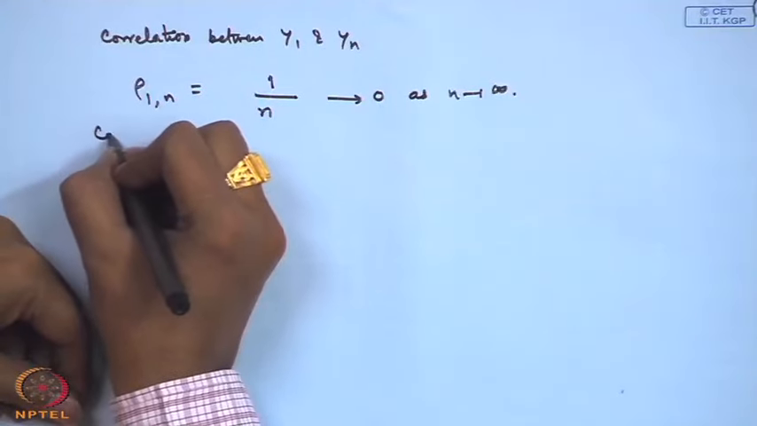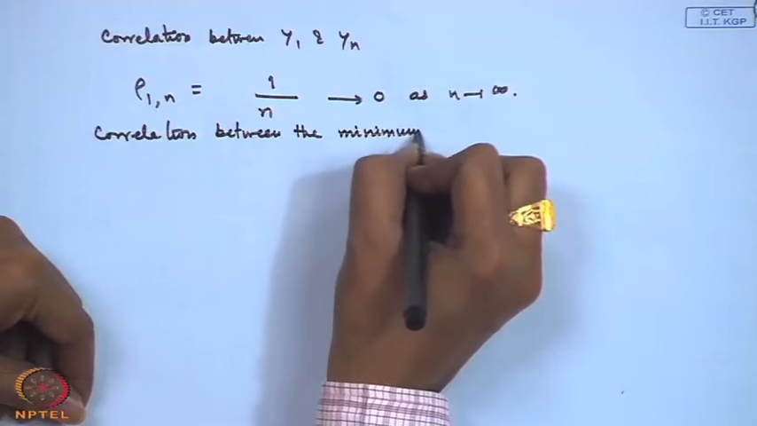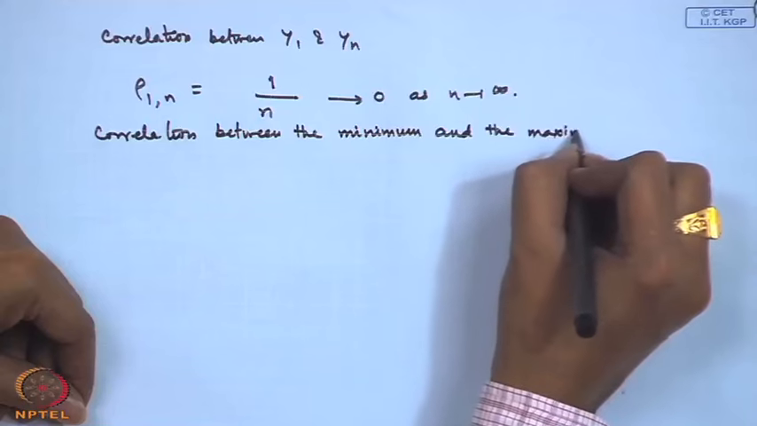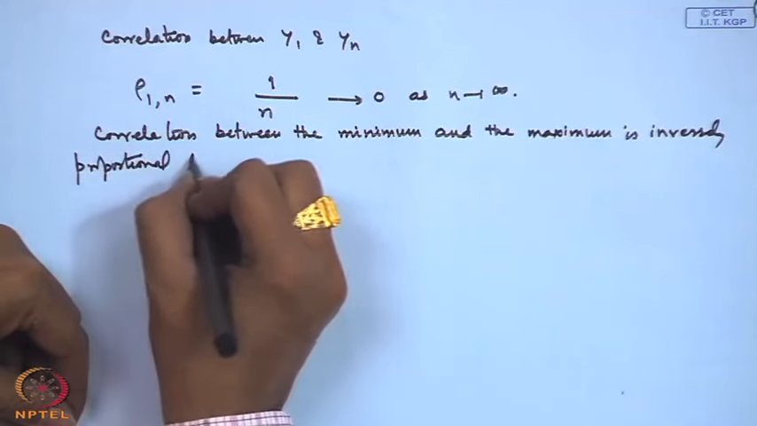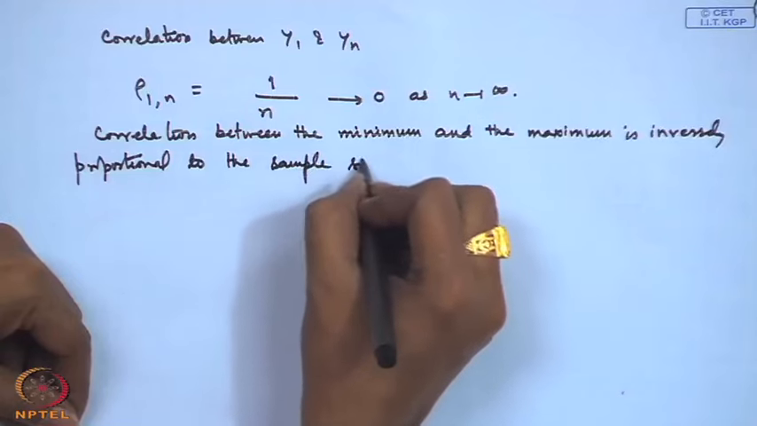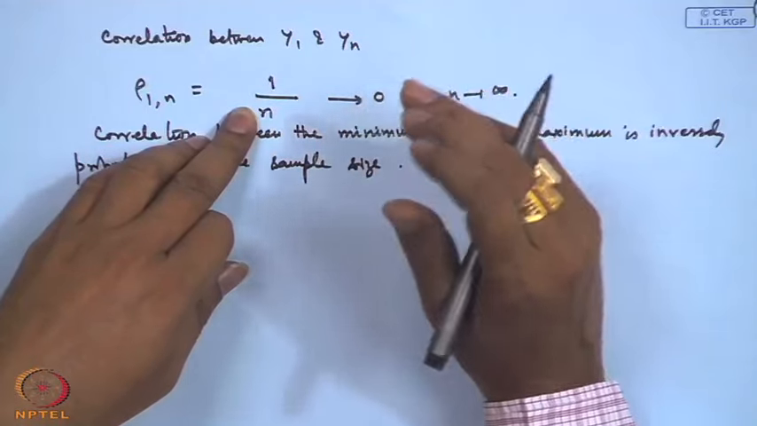This is a very interesting observation: the correlation between the minimum and the maximum is inversely proportional to the sample size. You may also think of it like this: if I have too many observations, then the relationship between the minimum and the maximum will be of a very mild nature. That means they may become almost uncorrelated. But if the sample size is small, say 4 or 5, then it still has some significance. Of course, for samples of size bigger than 20 or so, this will have a very minor value, because if n is equal to 20, I get only 0.05 basically.